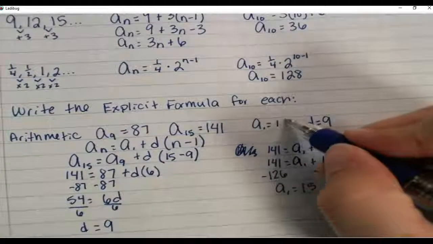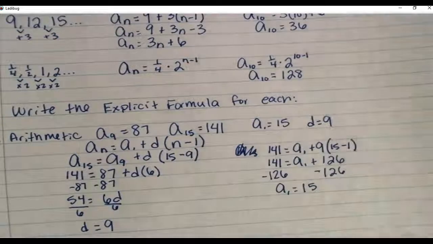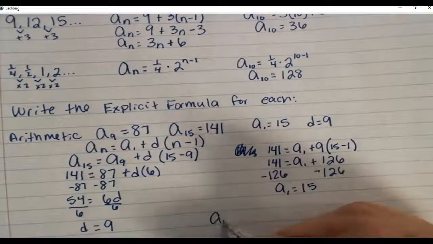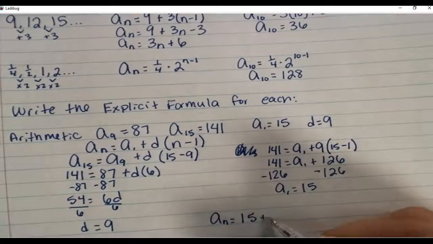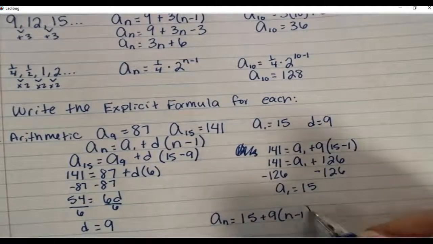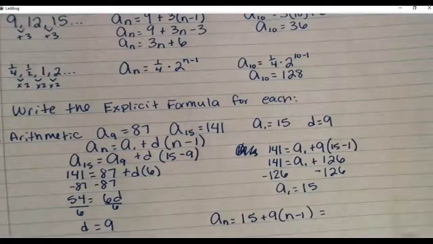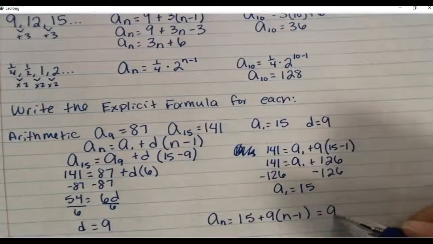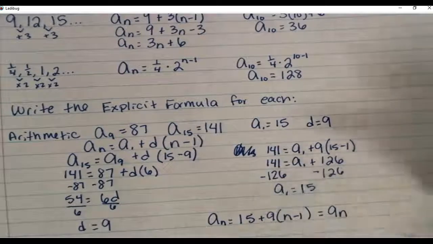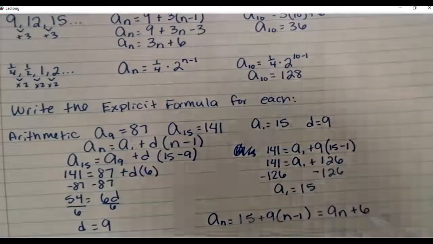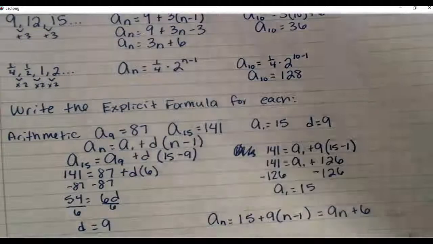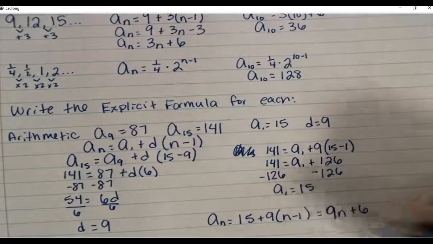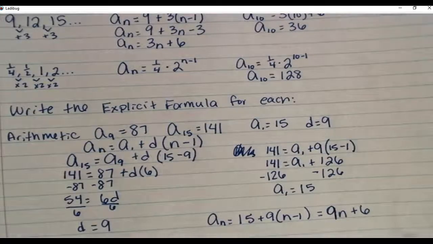So we do want to write the explicit formula. Now we have A1 and d, that's everything we need. So An equals, our A1 is 15 plus 9 times n minus 1. So if I distribute that 9, that's going to give me 9n minus 9, and 15 minus 9 is 6. That's a 9, not an 8. Questions?